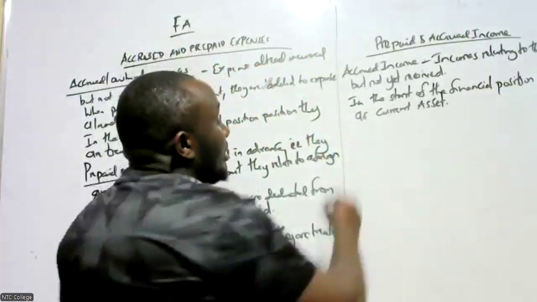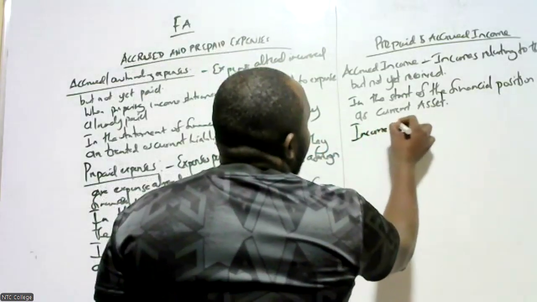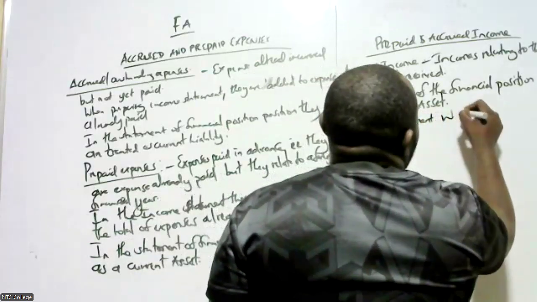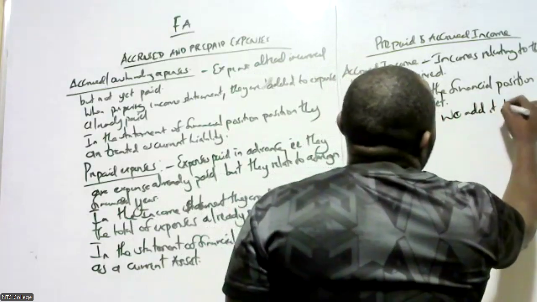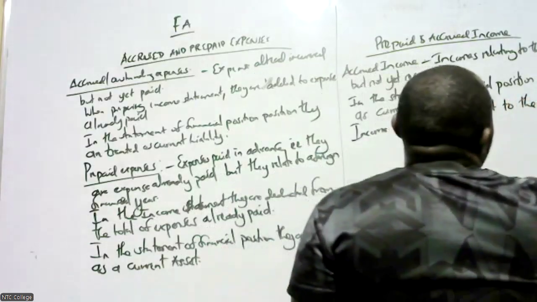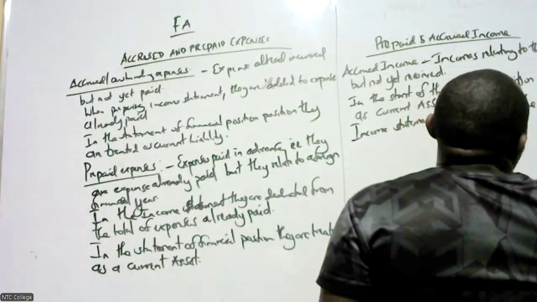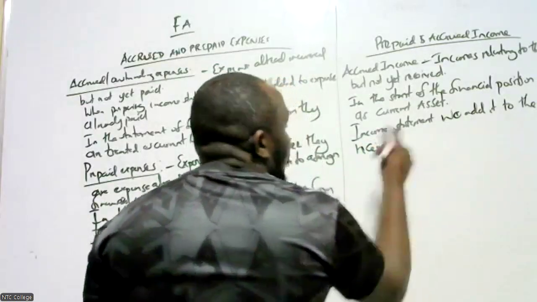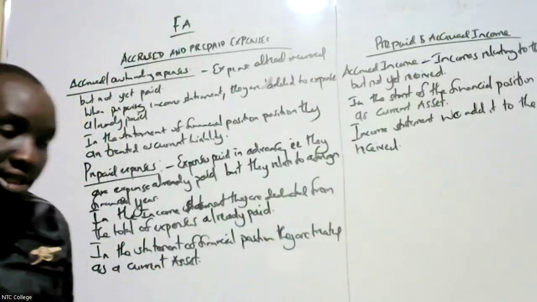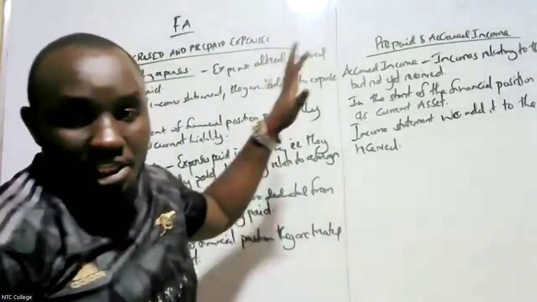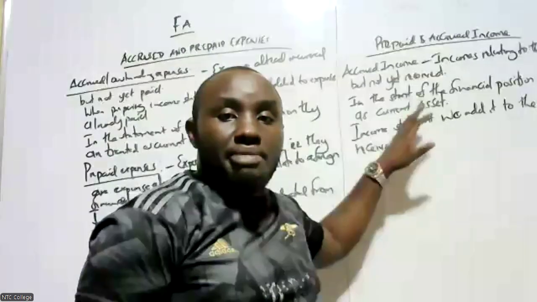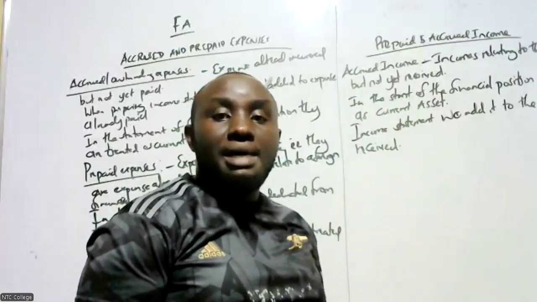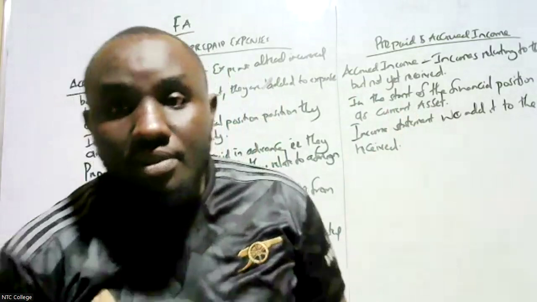And in the income statement, we add it to the incomes already received. We add it to the incomes that are basically already received. That is how we treat it altogether. So in the income statement, we add it to the incomes that are already received. But in the statement of financial position or the balance sheet, we treat them as a current asset. Together, team. Are we together?